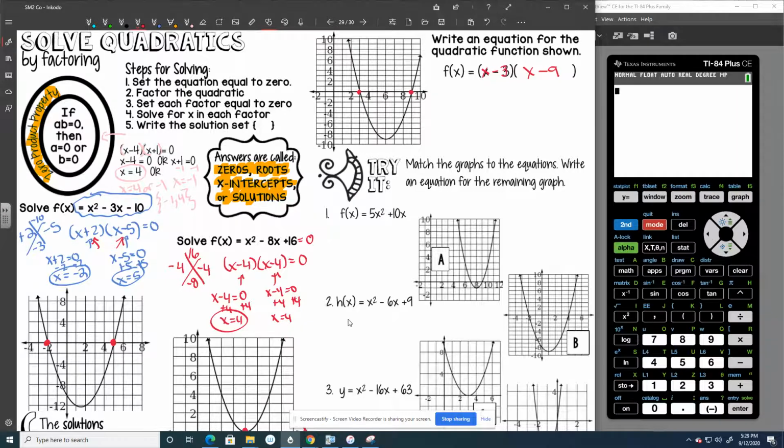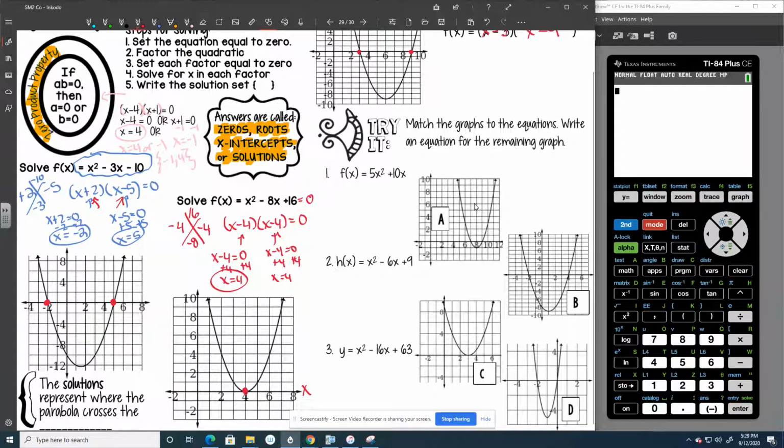Okay, so it gives us a few examples right here. We'll go through these and then I'll show you a few more. It wants us to match the graph with what we get when we factor these. So this first one might be a little bit tricky because there's no c. Well, technically there is. It's just a 0.